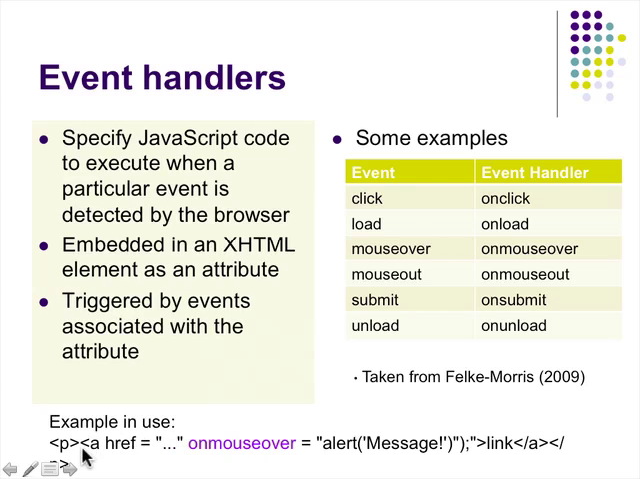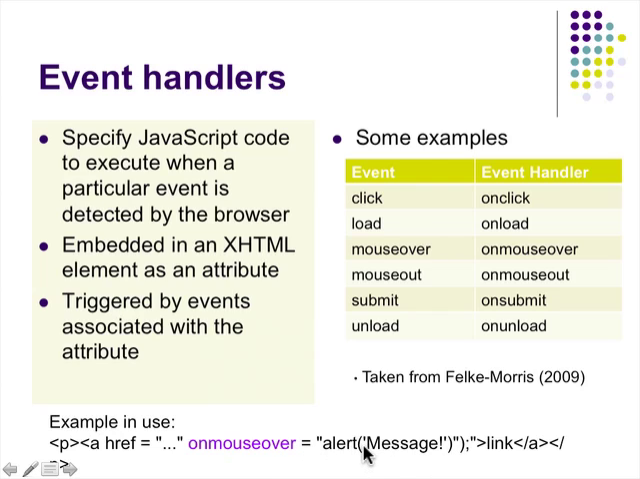So in this example, look, we've got an A, which is a link, obviously, which would have an href, and we're programming instead an on mouse over, that whenever they put the mouse over this link, it shows up an alert message.